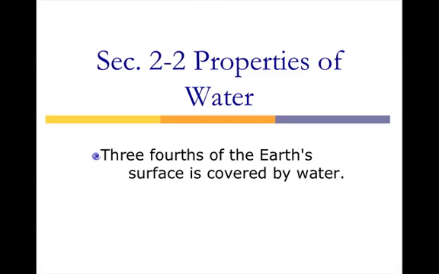Welcome back to Chapter 2. Section 2-2 is on the properties of water. As we've talked about in a previous chapter when we talked about the water cycle, 3/4 of the Earth's surface is covered by water. And the majority of that water is, of course, salt water.